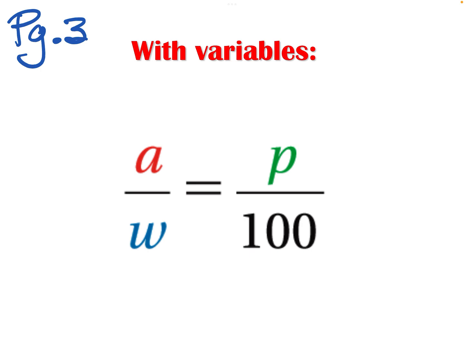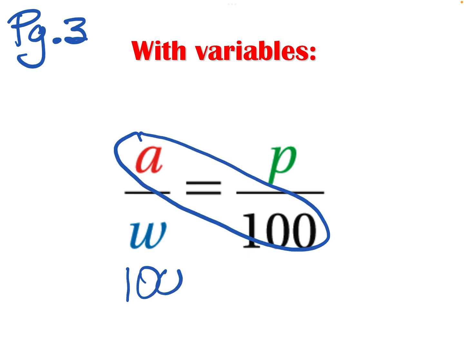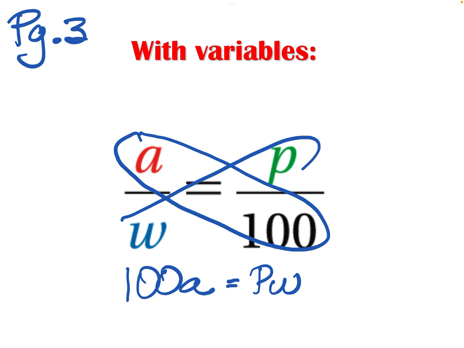We're going to start page 3 by referencing page 2 from yesterday. Yesterday we learned the percent proportion, and we solved this proportion by taking 100 times A equals P times W. Okay? We're going to use that proportion, and instead of starting with a proportion, we're going to start with an equation.